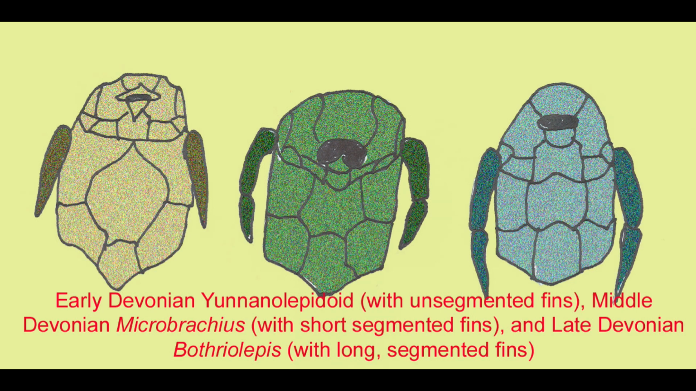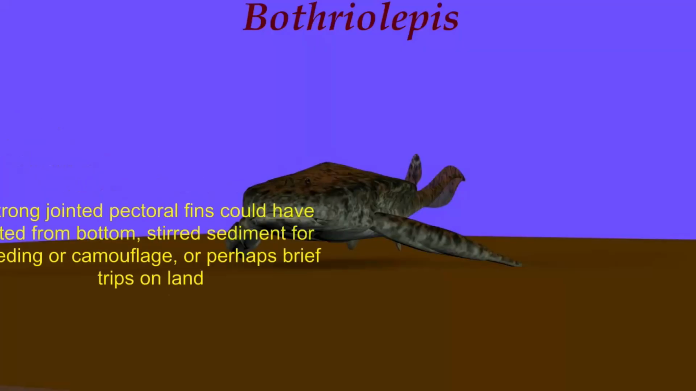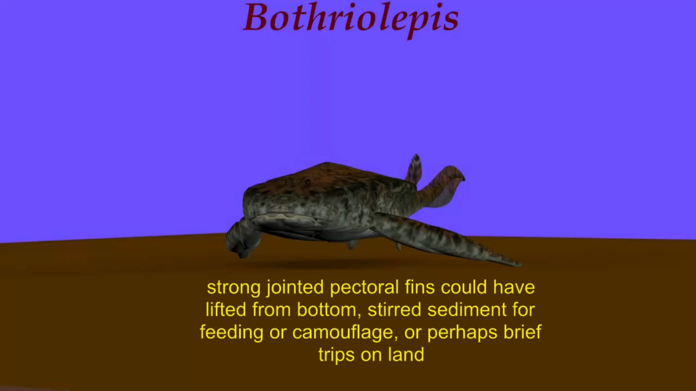Like some of its relatives, it possessed strong jointed pectoral fins, which were obviously selected for, given that they became larger over time. What were these used for? There were certainly many possibilities.